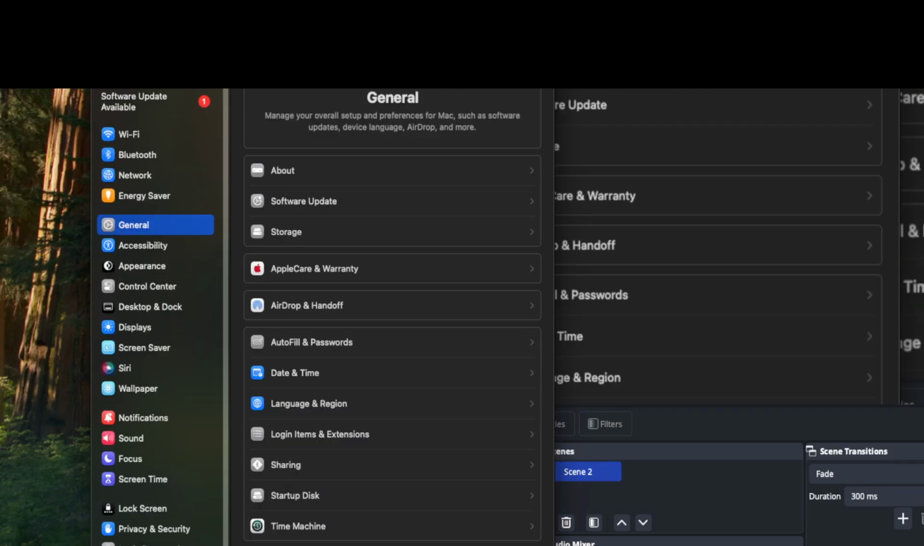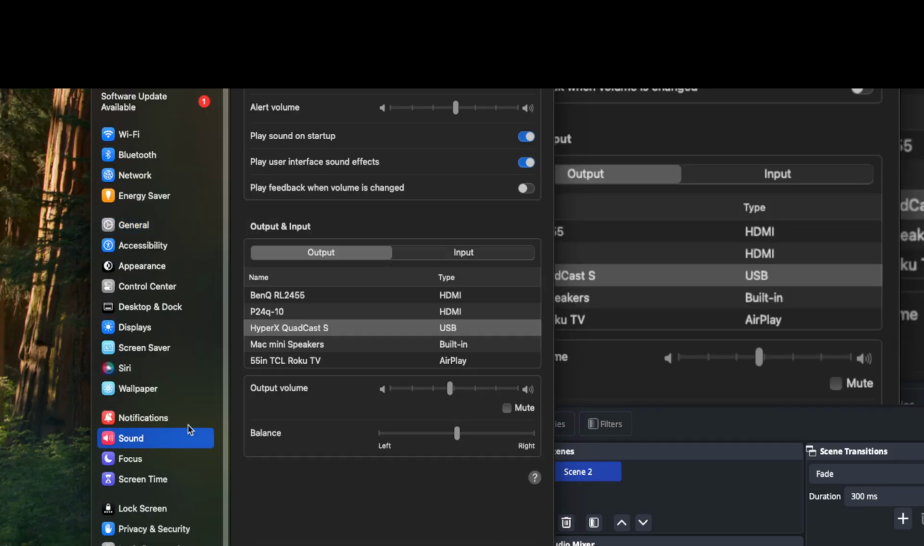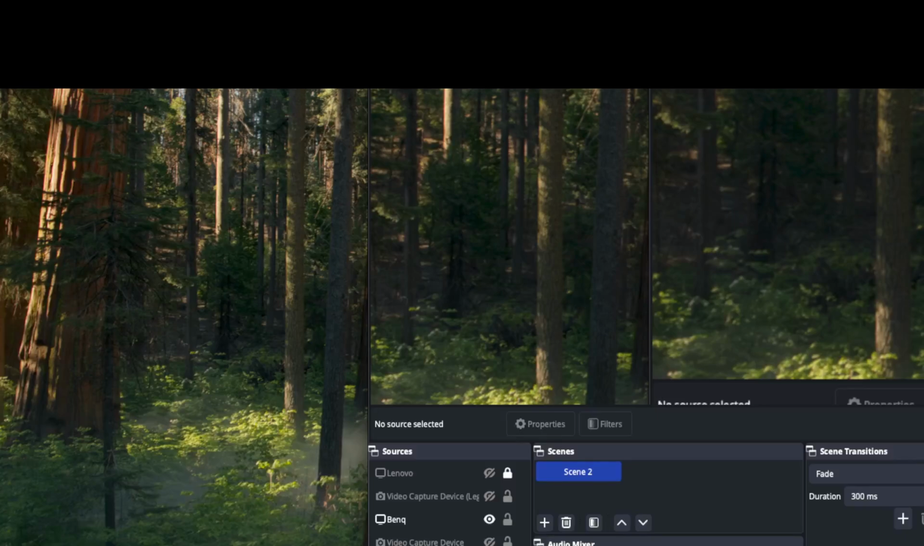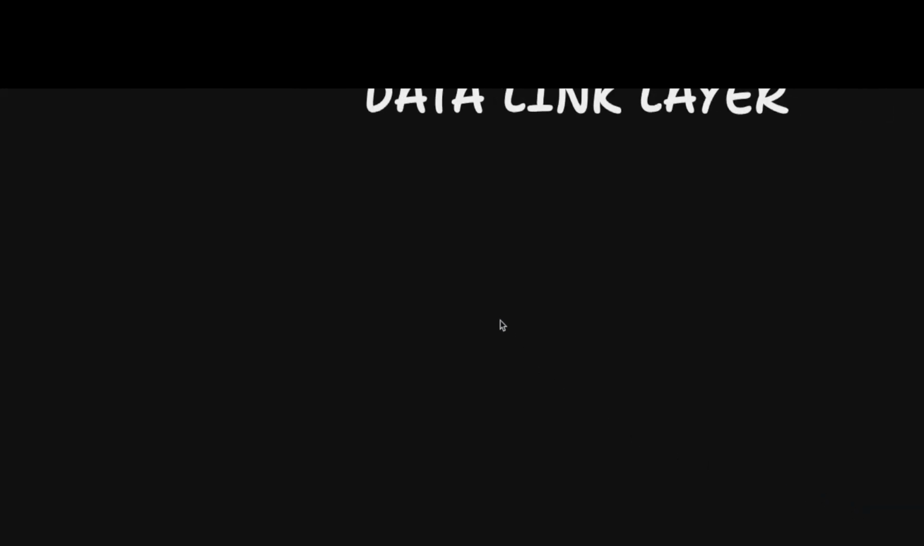So we would be continuing our journey, and we already completed the physical layer. So today we would be starting with the data link layer. Now this layer will come just after the physical layer.